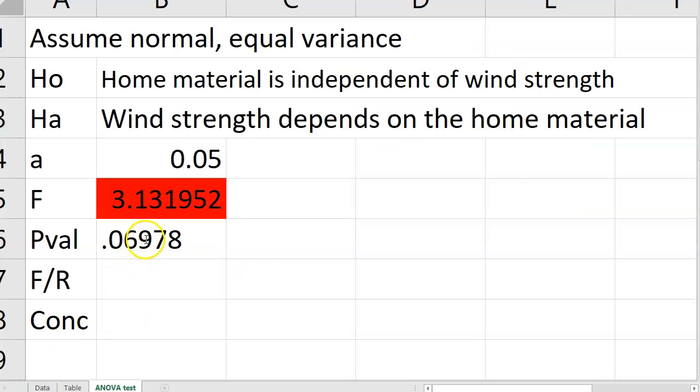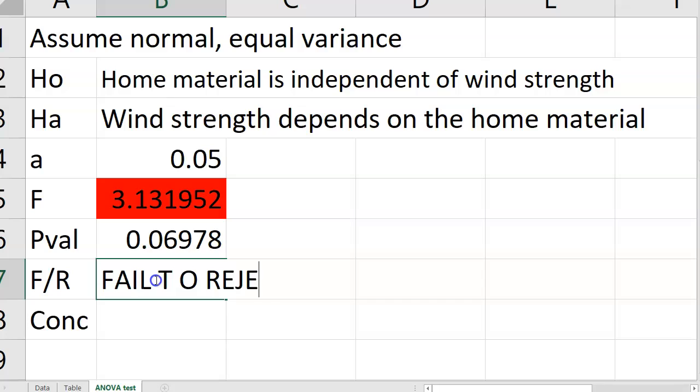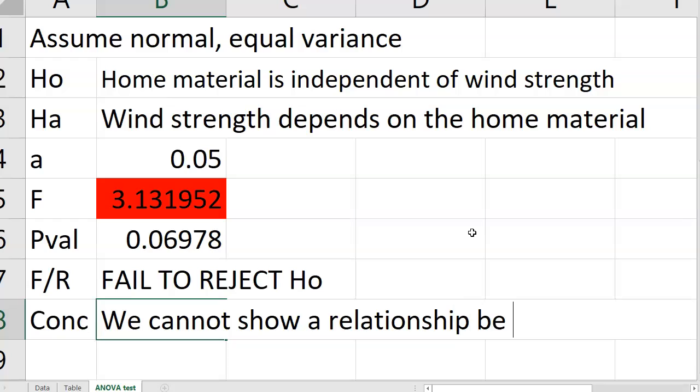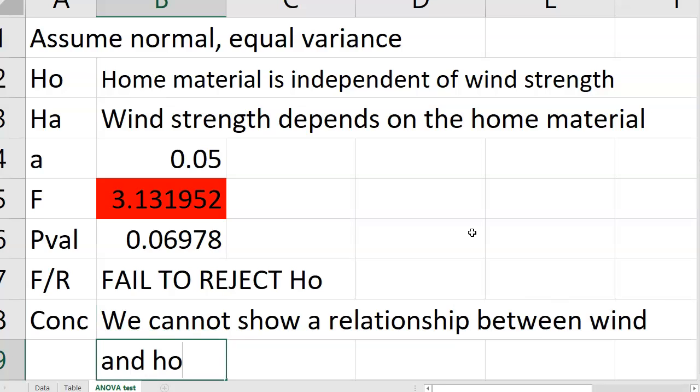0.06978. If you recalled at the beginning of the video, I said I bet we're going to reject because those means are different, but it turns out this has failed to reject, which then means we cannot show wind strength depends on home material, or we cannot show a relationship between wind strength and home material, or we could not show that wind strength is related to home material. Lots of different kinds of wording you can use.